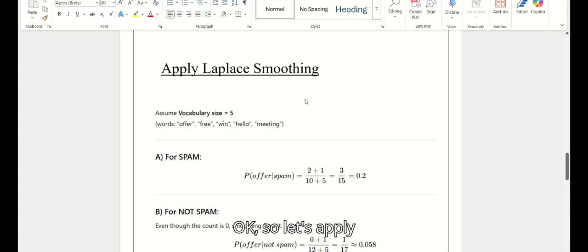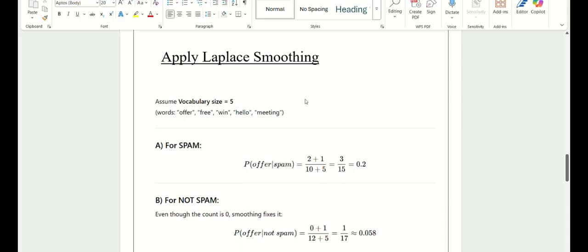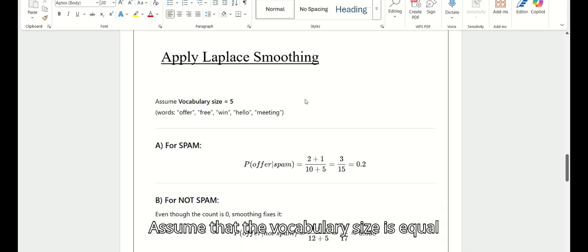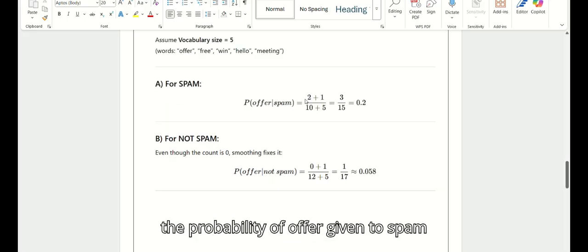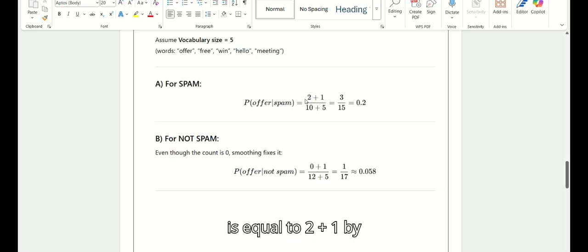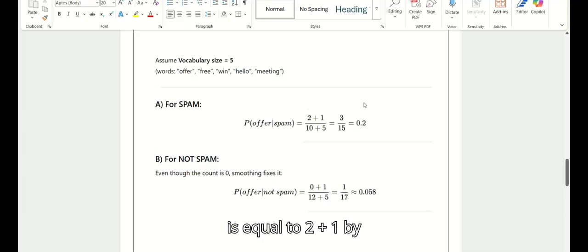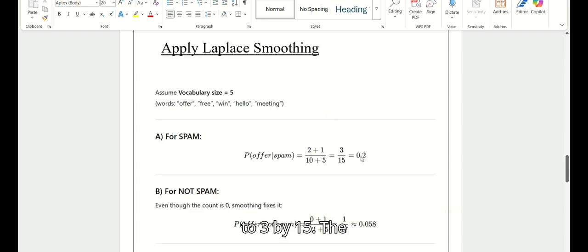Okay, so let's apply Laplace smoothing. Assume that the vocabulary size is equal to 5, so the words are offer, free, win, hello, and meeting. So for spam, the probability of offer given spam is equal to 2 plus 1 divided by 10 plus 5, and that is equal to 3 by 15. Then the value we get is 0.2.